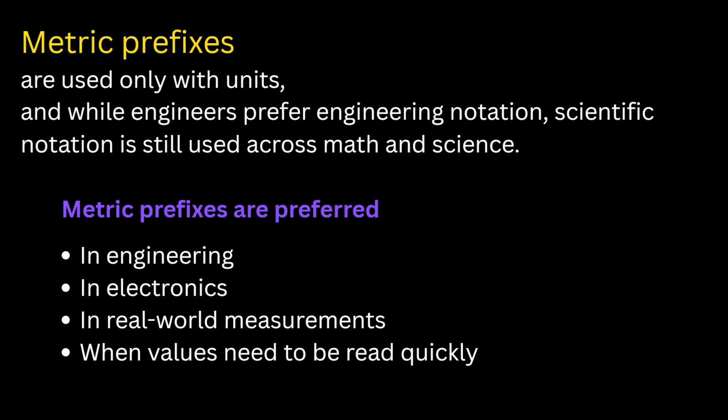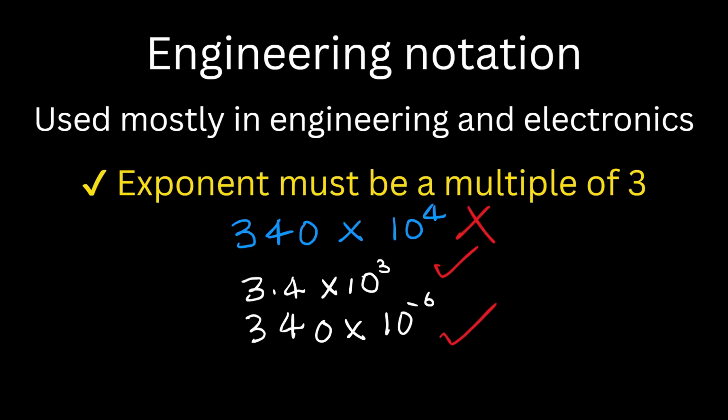This is used mostly in engineering and especially in electronics, in real world measurements, and also when values need to be read quickly. Now, the engineering notation goes well with metric prefixes because we're using it in engineering and electronics. And the key tip for this is that exponents must be a multiple of 3. 340 times 10 to the fourth will be wrong, but 3.4 times 10 to the third or 10 to the negative 3, these two examples are in the metric prefixes.